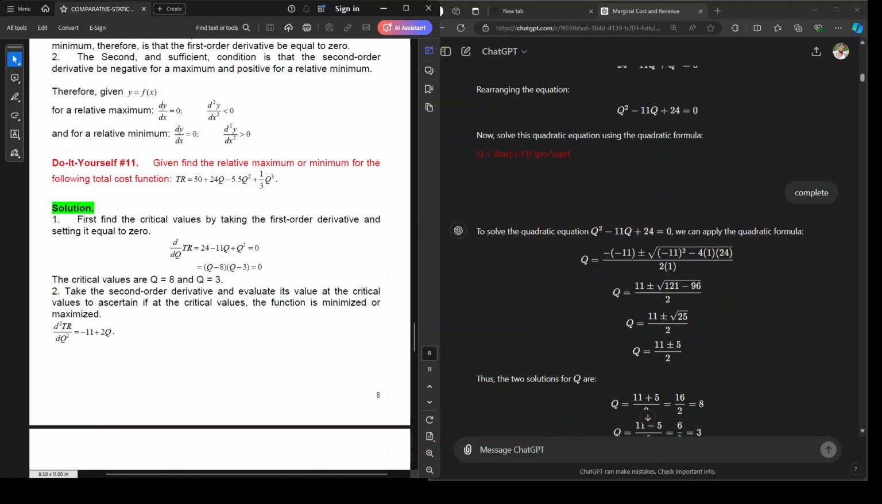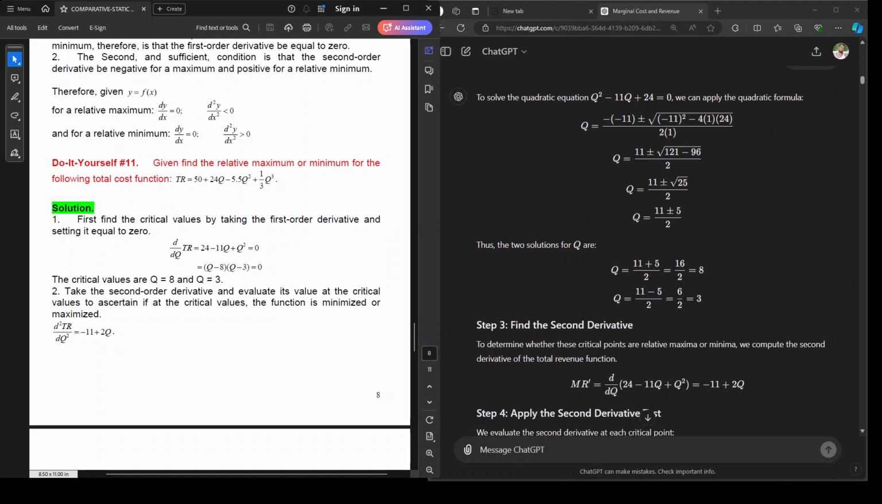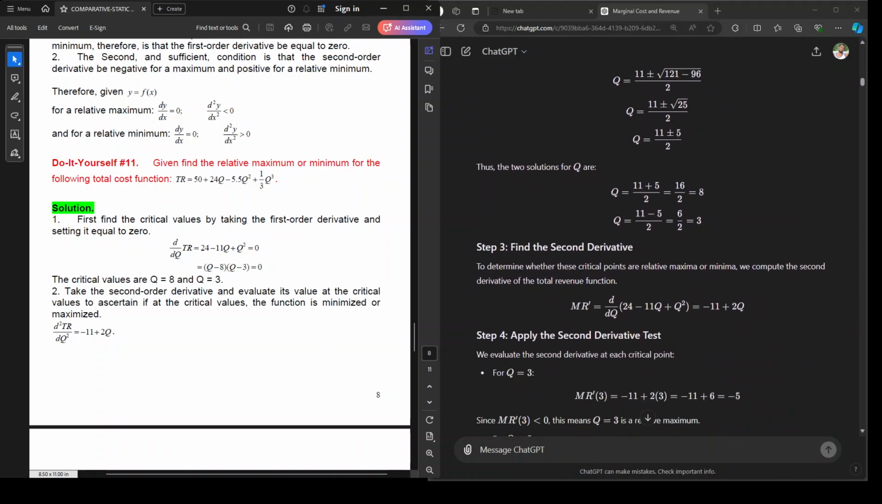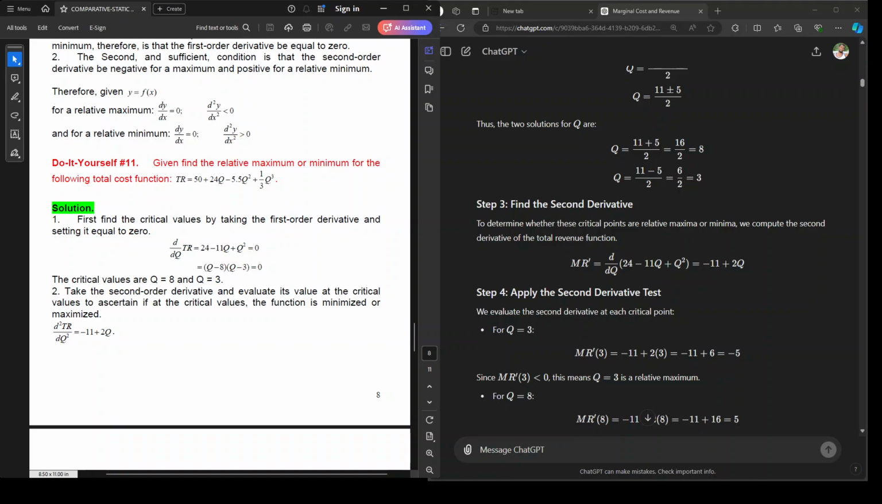Here you put negative b plus or minus the square root of b squared minus 4ac, all over 2a, where a is the coefficient of q squared, which is 1. You all know that. So when you put it on the calculator, or you can reach out to me and I show you how to put it in the calculator, you get two values of q. You get 8 and 3.